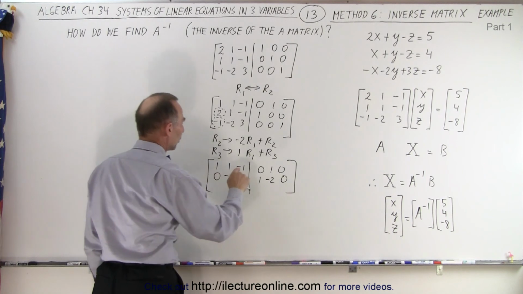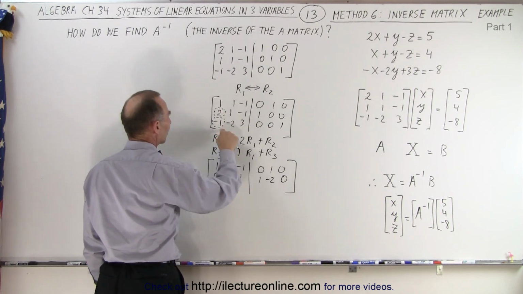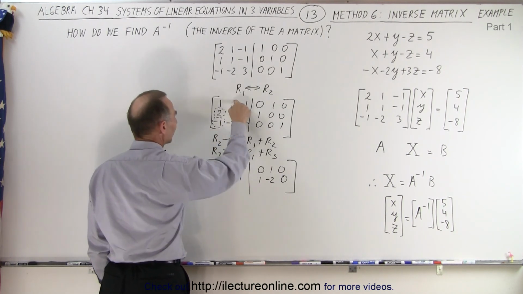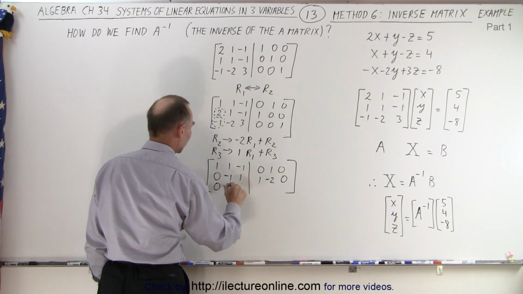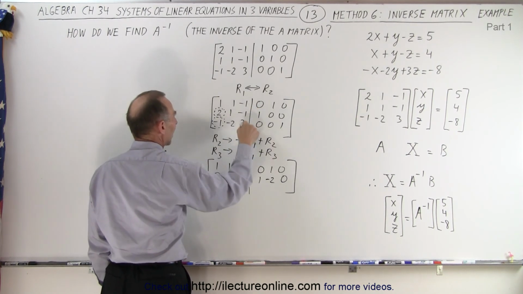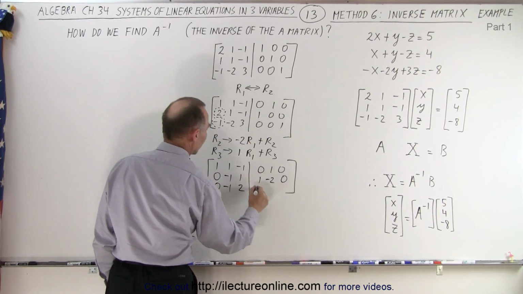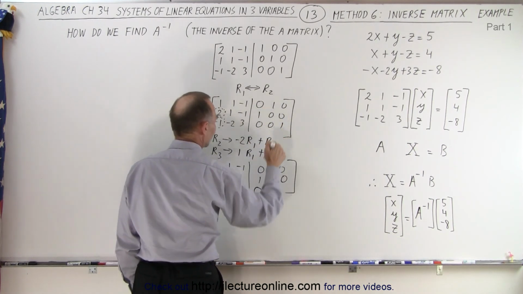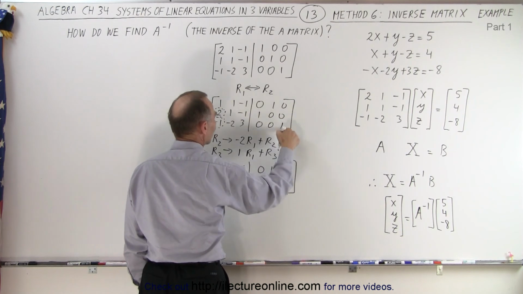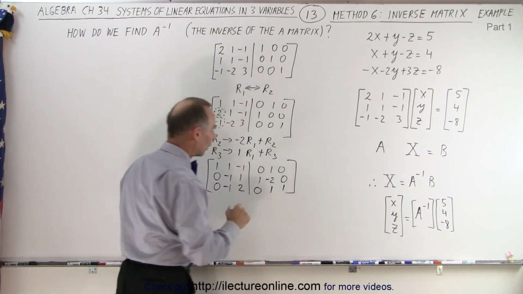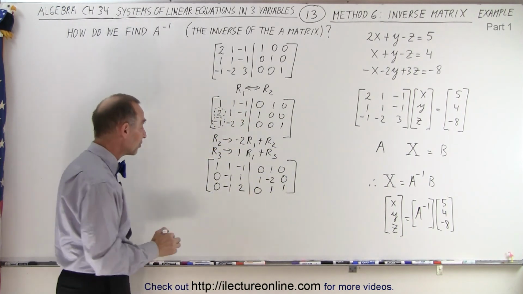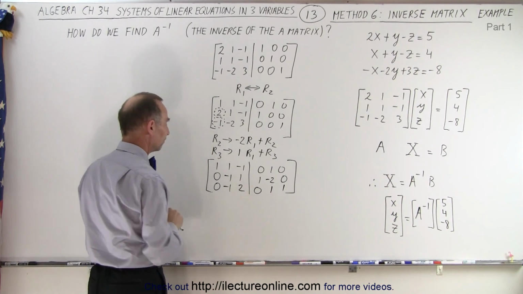And then for the third row, I take 1 times this added to that gives me 0. 1 times 1 added to negative 2 gives me negative 1. 1 times negative 1 added to 3 gives me positive 2. 1 times this, nothing changes. 1 times 1 added to 0 gives me 1. 1 times 0 added to 1 still stays 1. And there's my new matrix. Note I have 1, 0, 0.